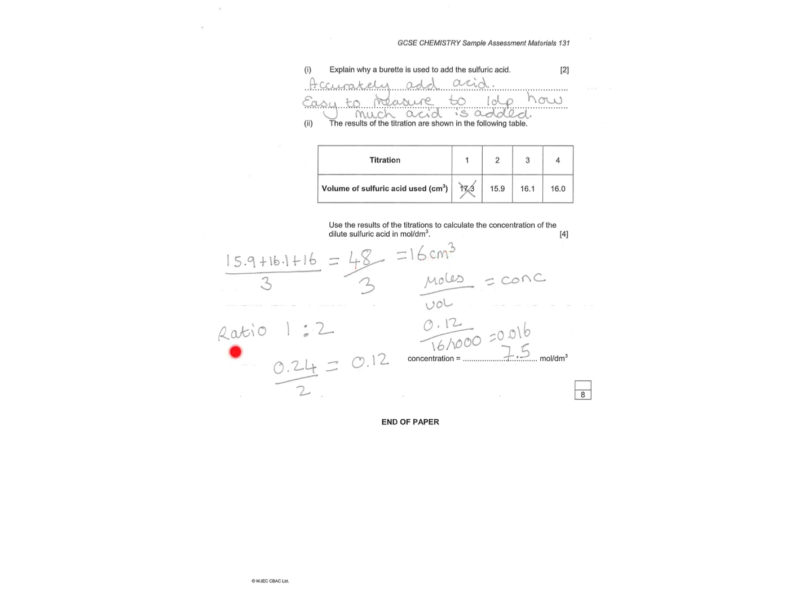Okay, you're in a ratio of 1 to 2 if you look at the previous slide in terms of the equation. So then you can do 0.24 divided by 2 would give you 0.12 moles. Okay, you can then do moles divided by volume to give you a concentration.